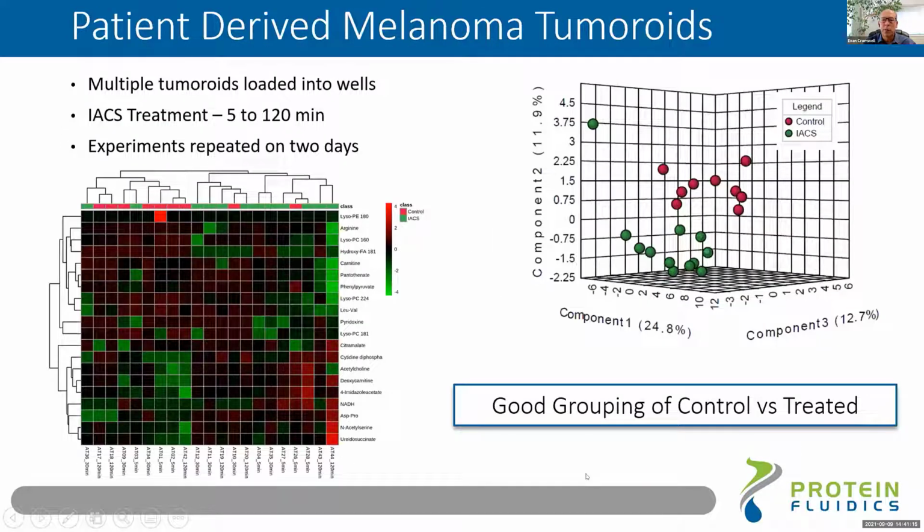And then a group at UT Southwestern, Sean Morrison's group, they take this and they're now looking at melanoma tumoroids, again using different types of treatments and seeing good grouping of the treated versus control groups. These weren't single tumoroids, there are multiple tumoroids in there, but we think we can push this to single tumoroid measurements for them too.